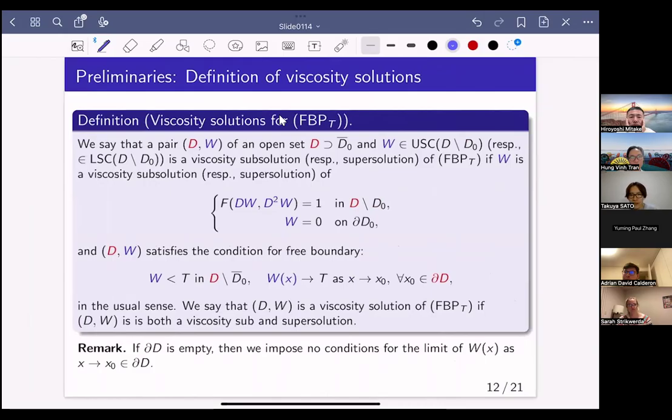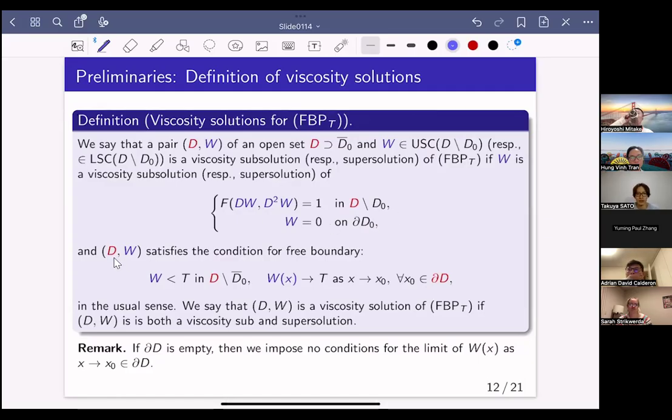And this is the definition of the viscosity solution for our equation. We say that the pair D and W, satisfying this inclusion and determined on D minus D0, is a viscosity subsolution if the function W satisfies the first two conditions in the sense of viscosity solution.